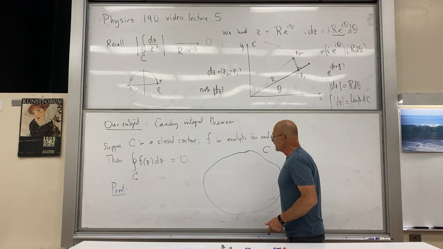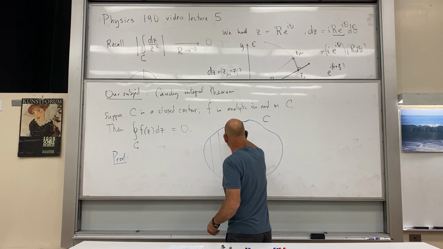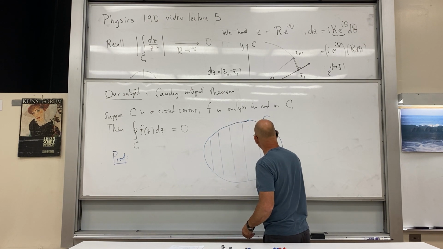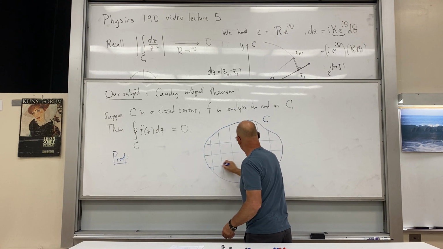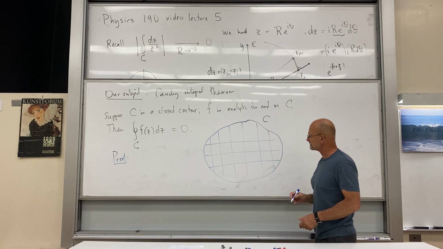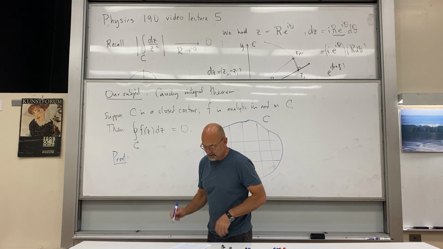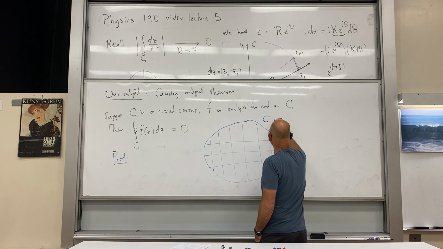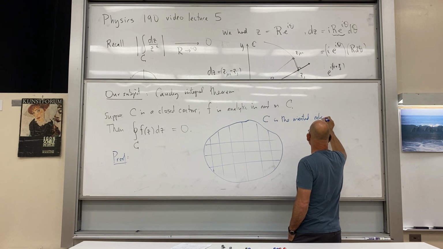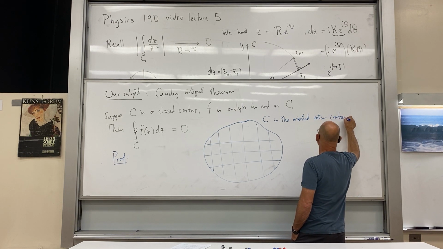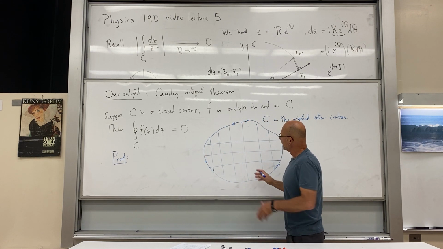So I'm going to break this down into a grid of boxes here. And we don't have to do too many. We're just going to make our point. And then let me write down, so C is the oriented outer contour. So C is oriented like this. And then we have these boxes here.